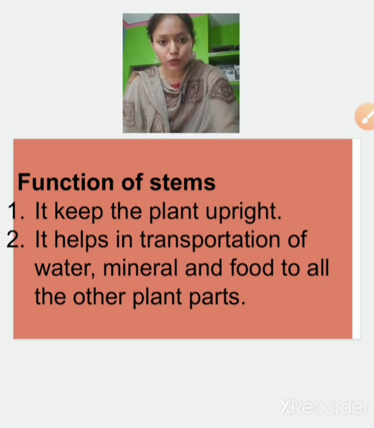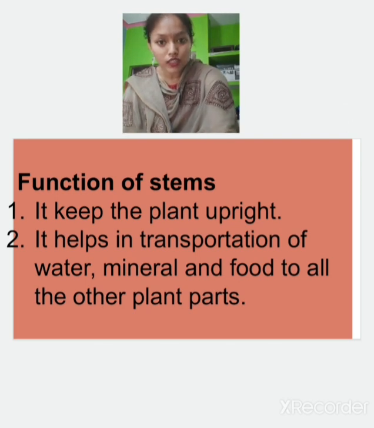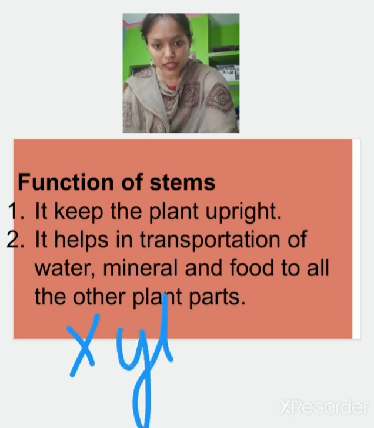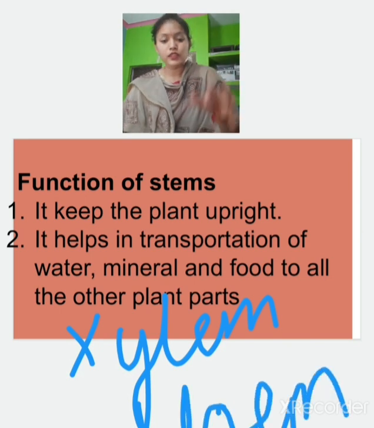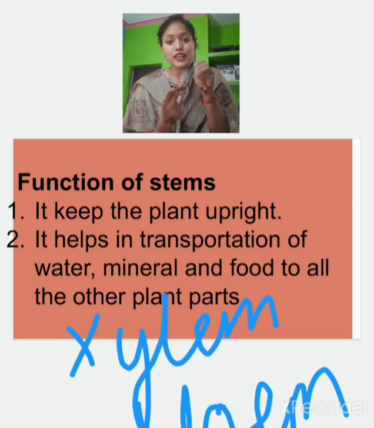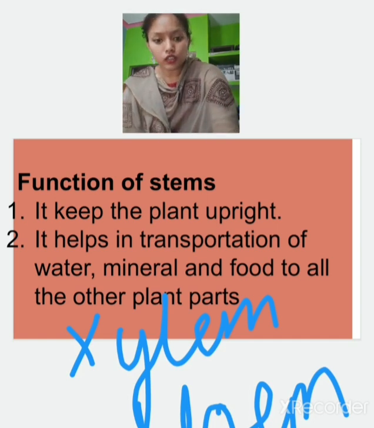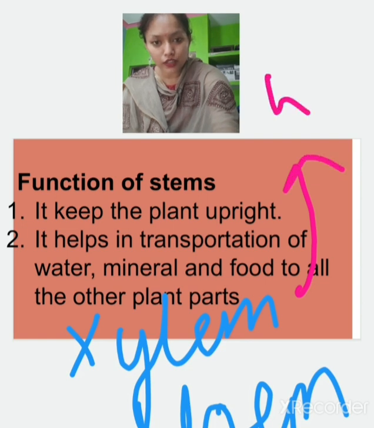In this stem, two things are there, xylem and phloem. This we have already discussed. If you don't know, just watch the previous video. Xylem and phloem, P-H-L-O-E-M, phloem. Xylem and phloem are two tubes that are present inside the stem, through which water and minerals are transported.